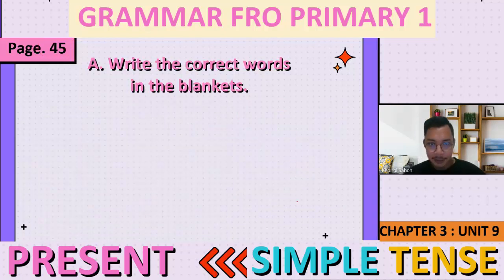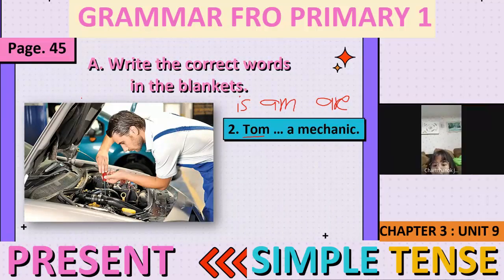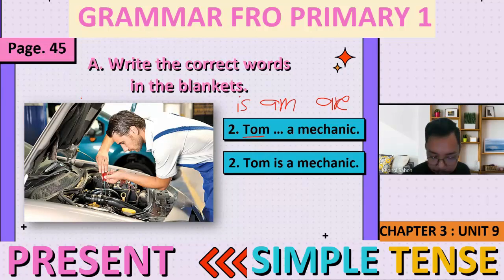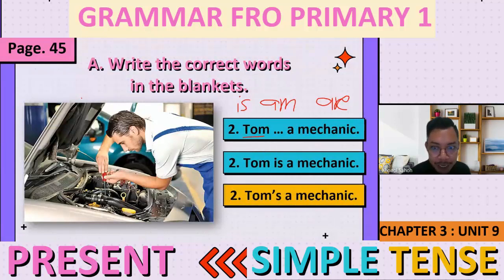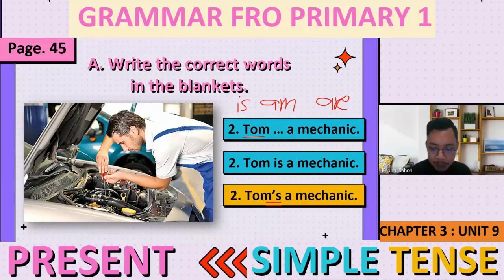Next. Tom คนเดียวใช้อะไร, is, am or are? Tom is. Very good. Tom is a mechanic. แบบย่อต้องเขียนยังไง? ต้องเขียน Tom apostrophe s, Tom's a mechanic. ให้เขียนรูปย่อด้วยนะครับ. Next one.